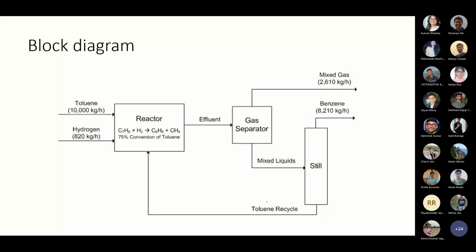Like here, I have shown the hydrogenation of toluene. Toluene and hydrogen are sent to the reactor, and the reactor is shown as a rectangular block. After that, we get benzene and methane. Then we want to separate them, so we have a gas separator. Then we have a distillation column to separate benzene and the trace amounts of toluene, and the toluene is recycled.